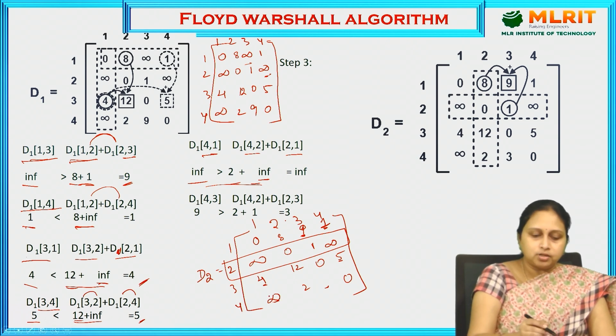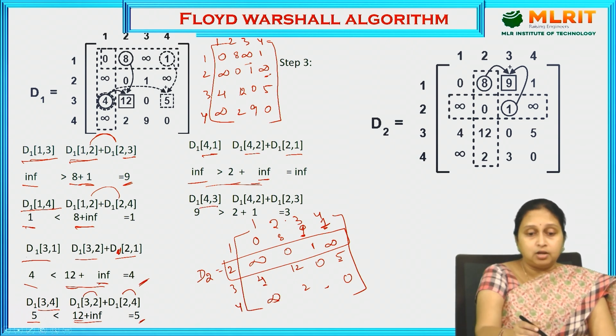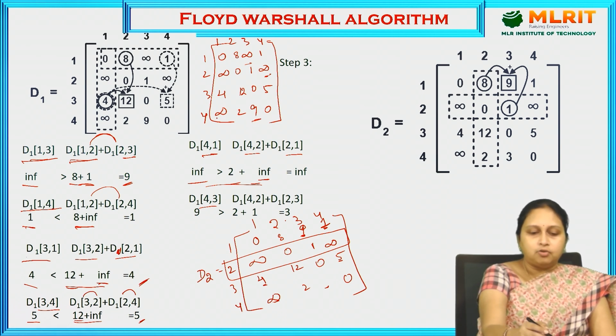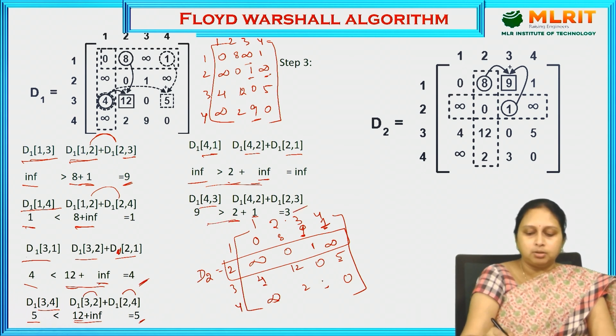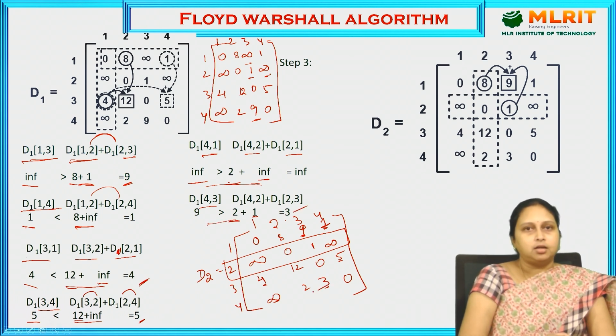And the last one, 4, 3. What is the 4, 3 value? 4, 3 value is 9. And 4, 2 value is 2 plus D1 of 2, 3 value, which is nothing but 1. So we are going to get 3. 9 is greater than 3, so I am going to take the minimum value. This is 3. Right. Like this way, we are going to find the D2 value.